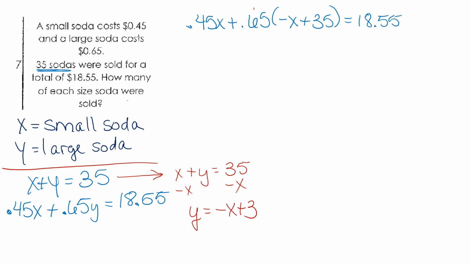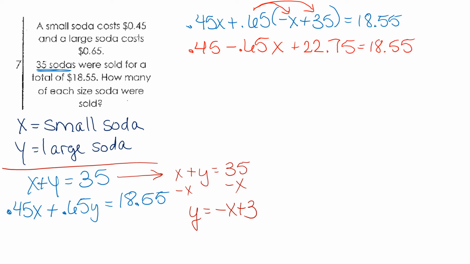Do your distributive property. So your 0.45x, 0.65 times a negative x is a negative 0.65x. 0.65 times 35 is a positive 22.75 equals 18.55. You do want to combine your like terms, and 0.45 minus 0.65 is going to give me a negative 0.2x. Bring down your other terms that you've not used.